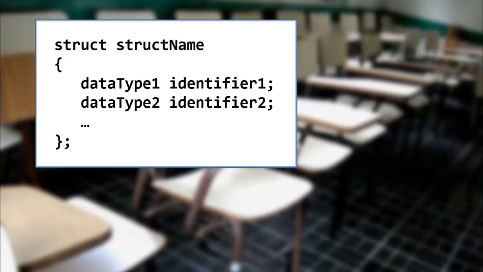An opening brace is followed by a list of simple data types or complex data types that we'll get into later. So data type 1, data type 2, whatever you choose for your design. The list of member data types is followed by a closing brace and a semicolon. That semicolon is the most often forgotten part of this and will cause your compiler to kick out an error.